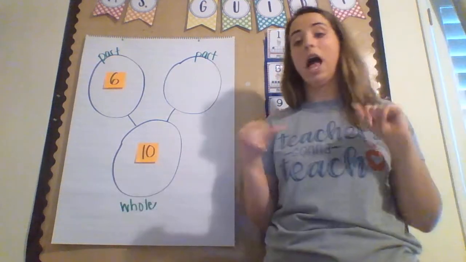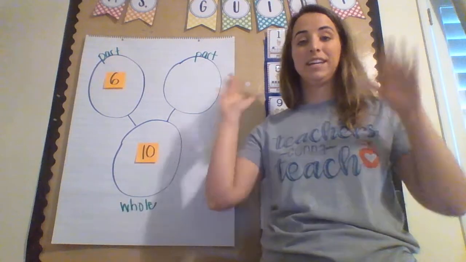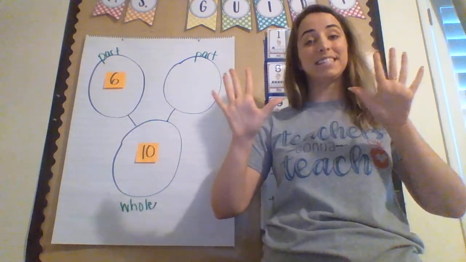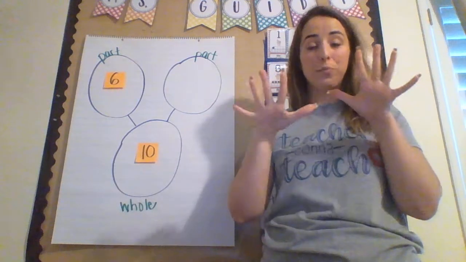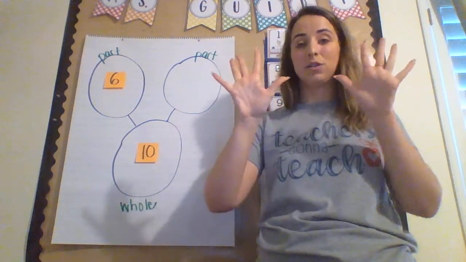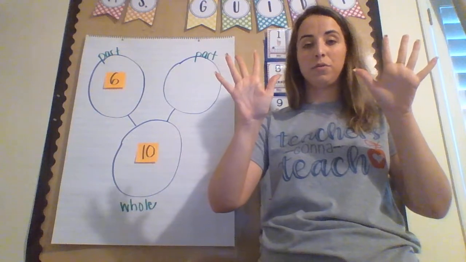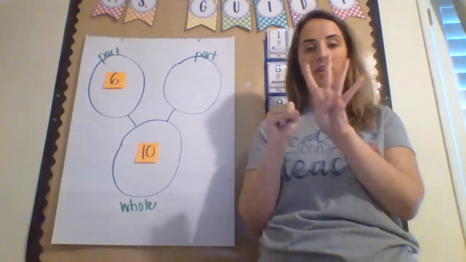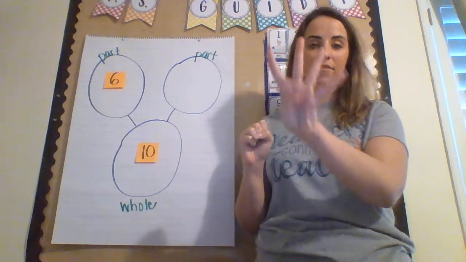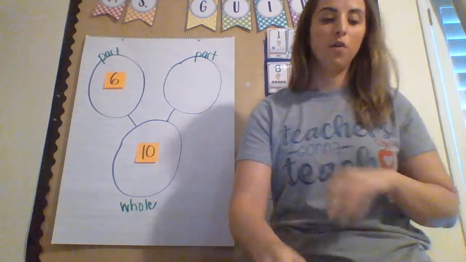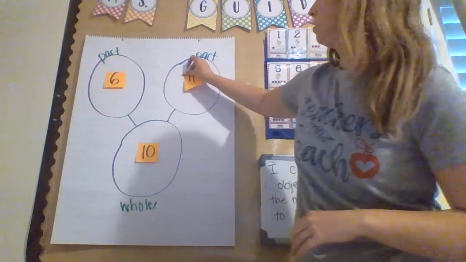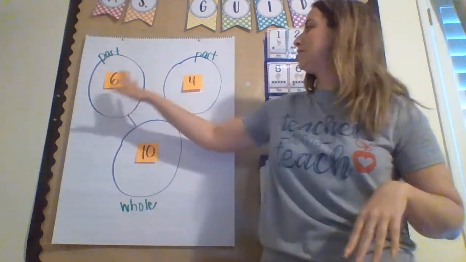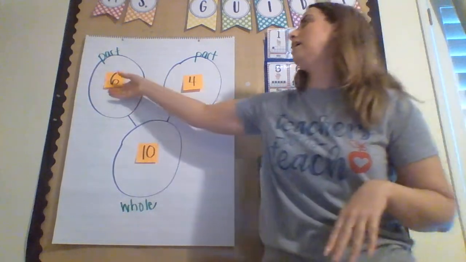Put up your fingers. So how many do we have in all? 10. What is our first part? 6. So how many fingers am I going to put down? 6. 1, 2, 3, 4, and 6. So I'm putting all of those fingers down. How many do I have left? 4. Awesome. So that must mean 6 plus 4 is 10. Awesome.